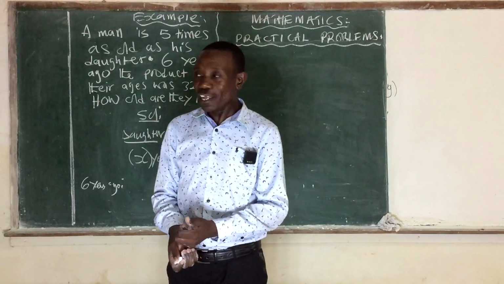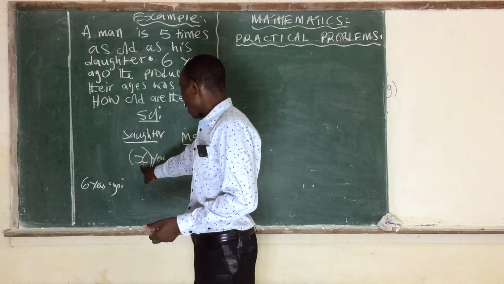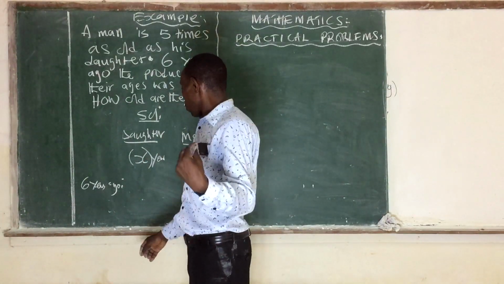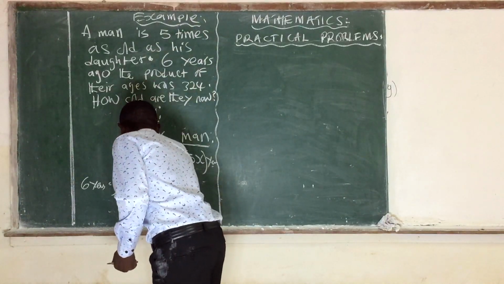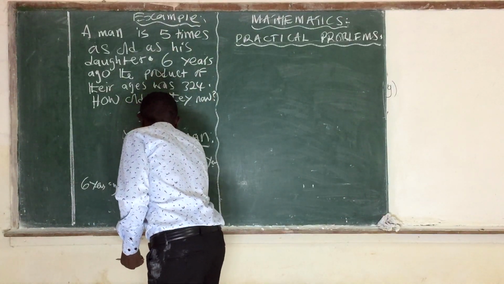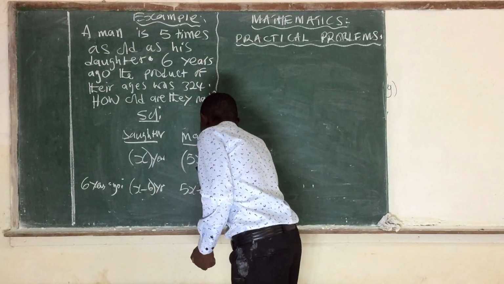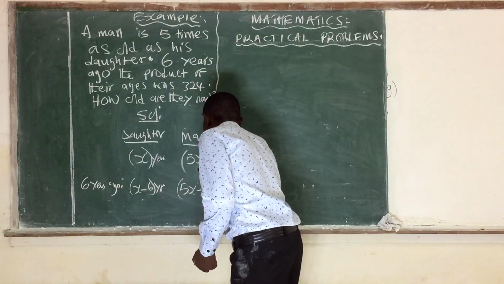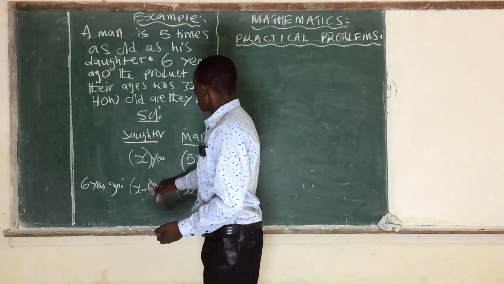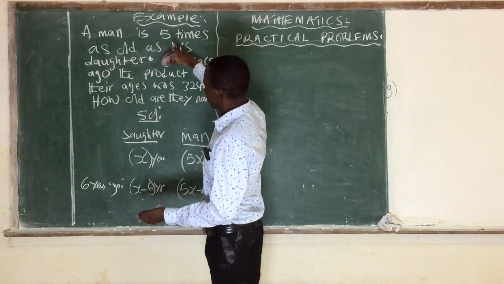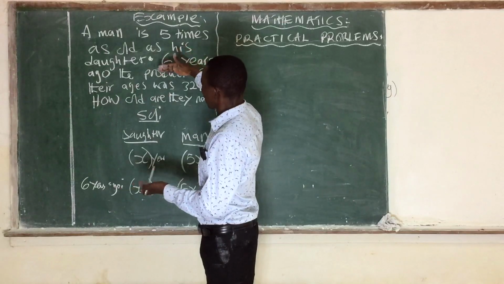So it goes by that. But now here I've got a daughter who's x years. It means 6 years ago, the daughter now will be x minus 6 years. And a man, it will be 5x minus 6. That's the way it will be. So when you write these expressions, it should be more like a little translation, but not necessarily.